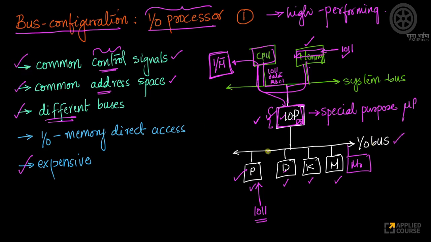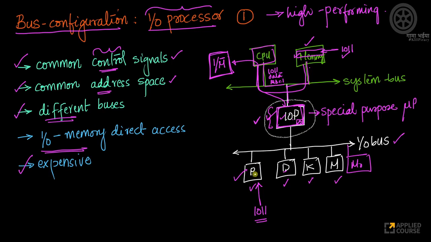You have one bus for all of the IO devices. You have one bus for all the system. You have one bus for memory and IO processor. But there is one major advantage which comes with this, which is there is a direct access between IO and memory. Just like your CPU can read and write data from memory, remember your IO processor is also a processor.